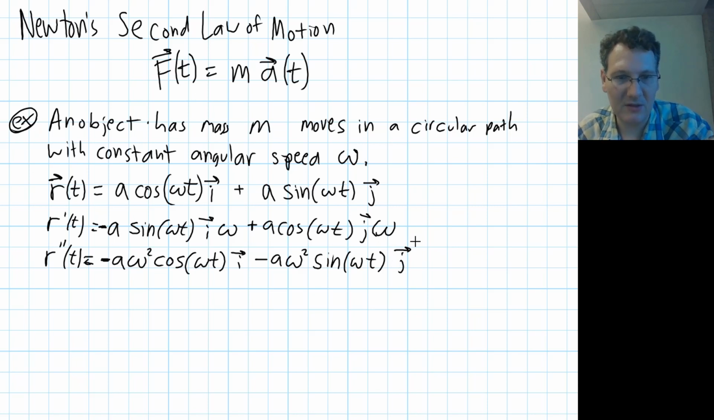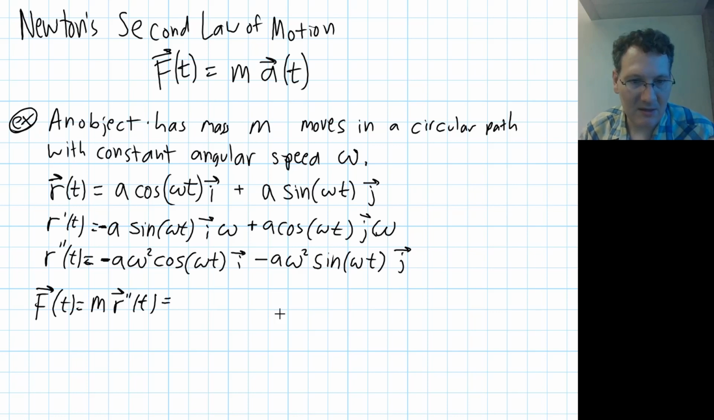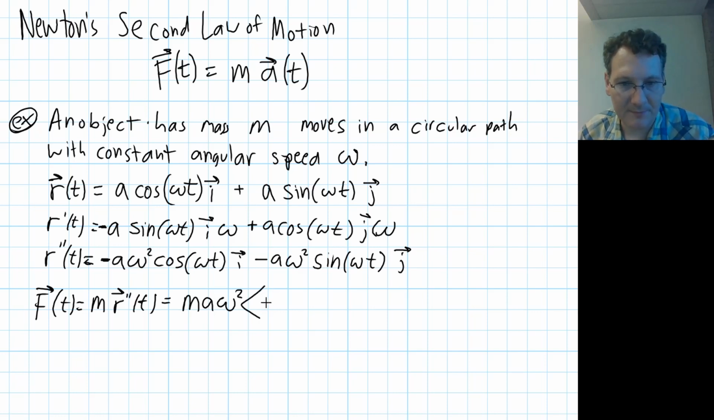This is the acceleration, and so the force vector, force at time t, is going to be the mass times the second derivative. And so this is going to be the mass times a times omega squared times this vector, negative cosine omega t, comma, negative sine omega t.